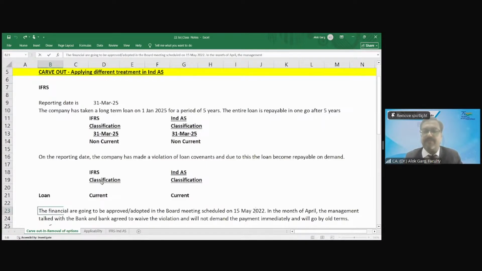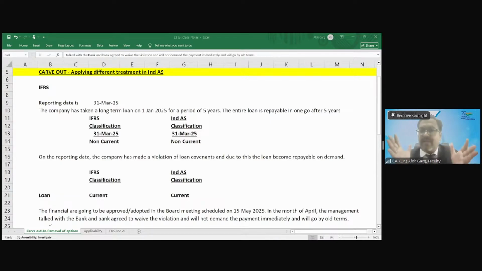Now friends, what happened? The financial statements are going to be approved or adopted in the board meeting scheduled on 15th May 2025. All companies prepare the financial statements as of 31st March, but are those statements approved on 31st March? The answer is no, because first you prepare the financial statements, then they get audited. The auditor will take some time, and then these financial statements are approved and adopted in the board meeting. Once approved, the financial results can be published for listed companies. For unlisted companies, of course, it has to be filed with MCA, right? Before that, the results cannot be published.